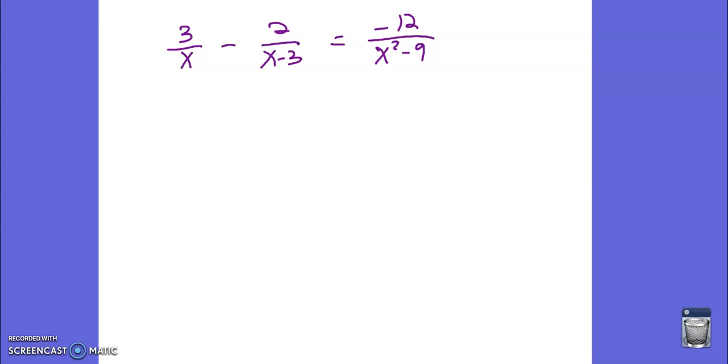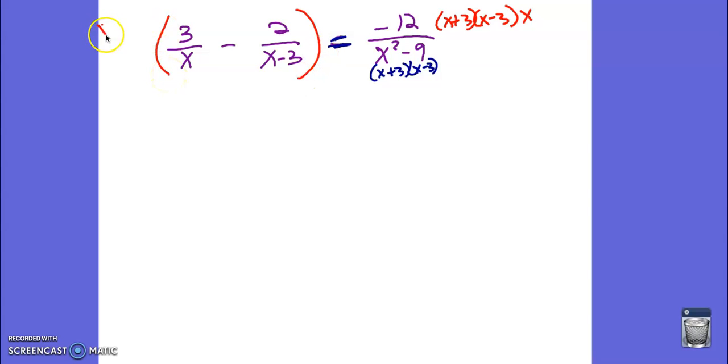Here we're trying to solve this. And keep in mind that this one right here is factored form, x plus 3, x minus 3. Because it's an equation, we're not adding or subtracting all these fractions, but to get rid of the denominators, we're going to multiply everything by the common denominator. So we're going to multiply everything by x plus 3, x minus 3, and x. What you do to one side, you have to do to the other.